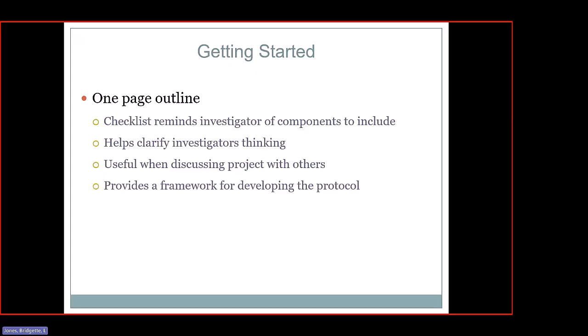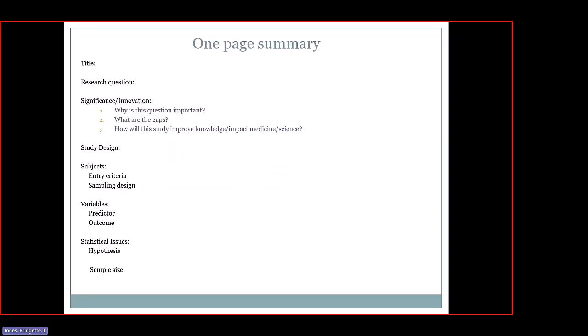It's just useful to have this brief outline when you're discussing your project with others and getting feedback, and it provides a framework that can be further developed out into a full protocol. So this is the one-page summary that you might consider using when thinking about your project. First, you'll probably start with the research question before you have your title, but the title is listed here first.